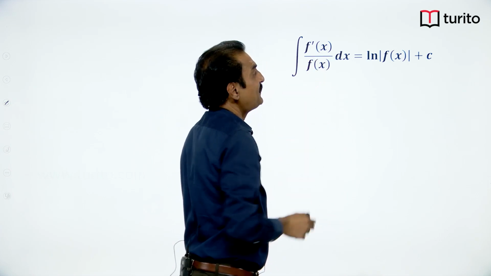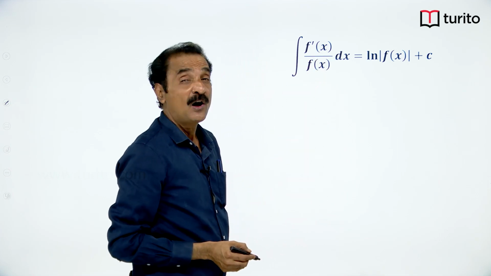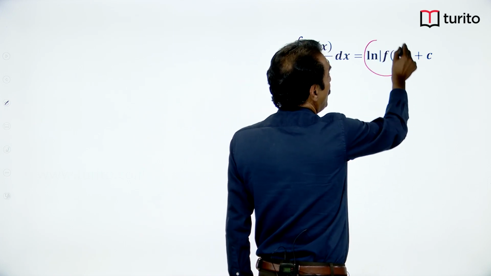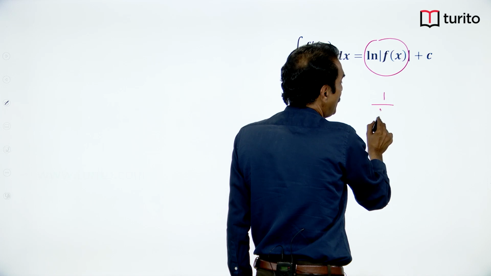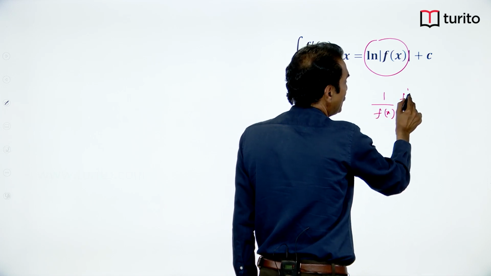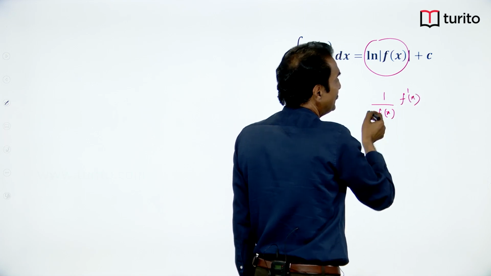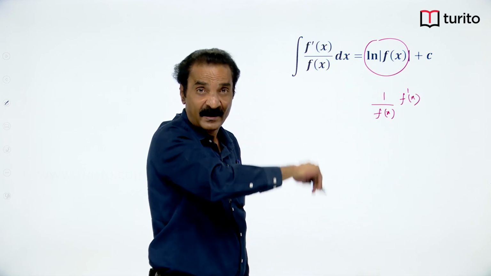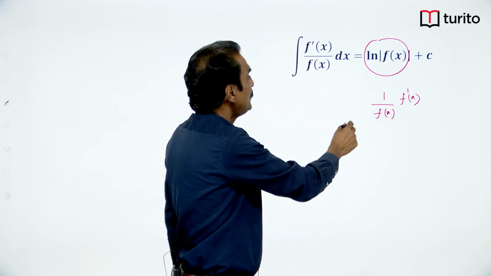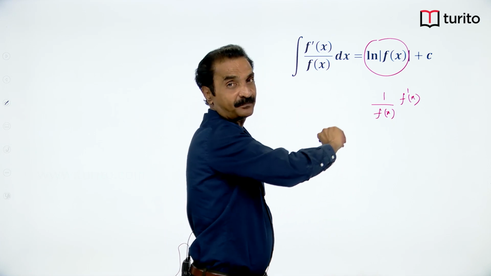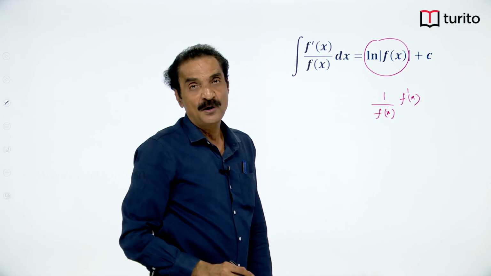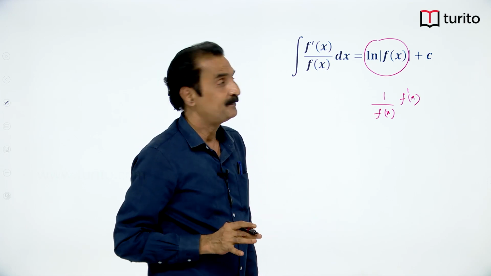The integral of f dash x by f of x dx is ln mod f x. You look at the result from RHS. What is the derivative of ln f x? It is 1 by f of x into f dash x. All of you know this method. The derivative of ln mod f x is 1 by f of x into the derivative of f of x, which is f dash x. So, it is f dash x by f x. Then the integral of f dash x by f x will be ln mod f x. We should remember the formula directly.